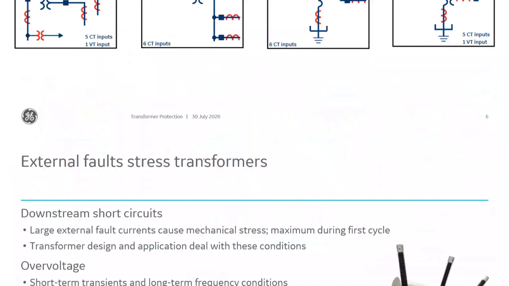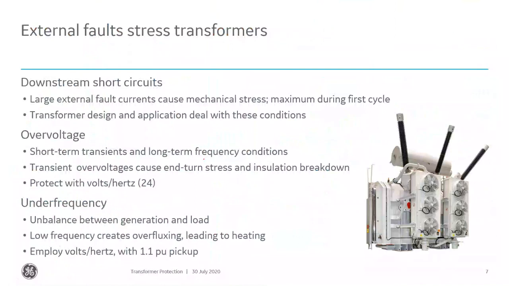We probably want to use over voltage. And again, part of the reason we want to use over voltage is to protect for an overexcitation of volts per hertz. So we either want to use volts per hertz, which is the 24 element, or just a pure over voltage element. And so the over voltage conditions can be caused by transients.